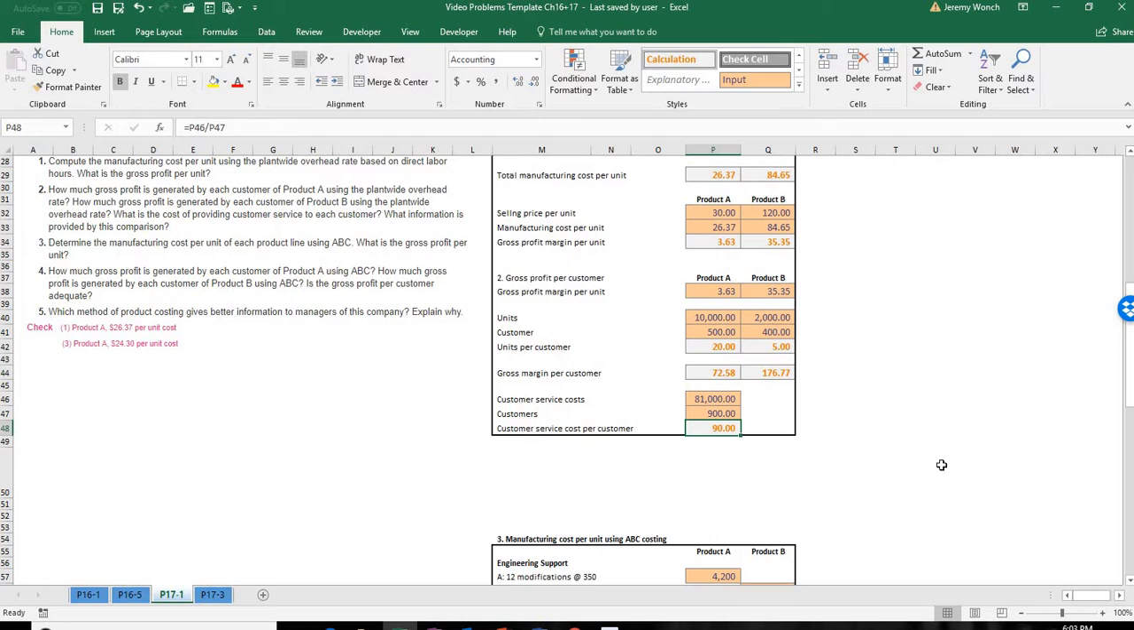However, the way we're looking at this is through a plant-wide rate, which might not be the most accurate thing. And so these might actually not be the most accurate numbers. So what we're going to do is use ABC costing to run through this to figure out, hey, is this really the case? Is product A really not a profitable product? This is really important information if you're a manager.